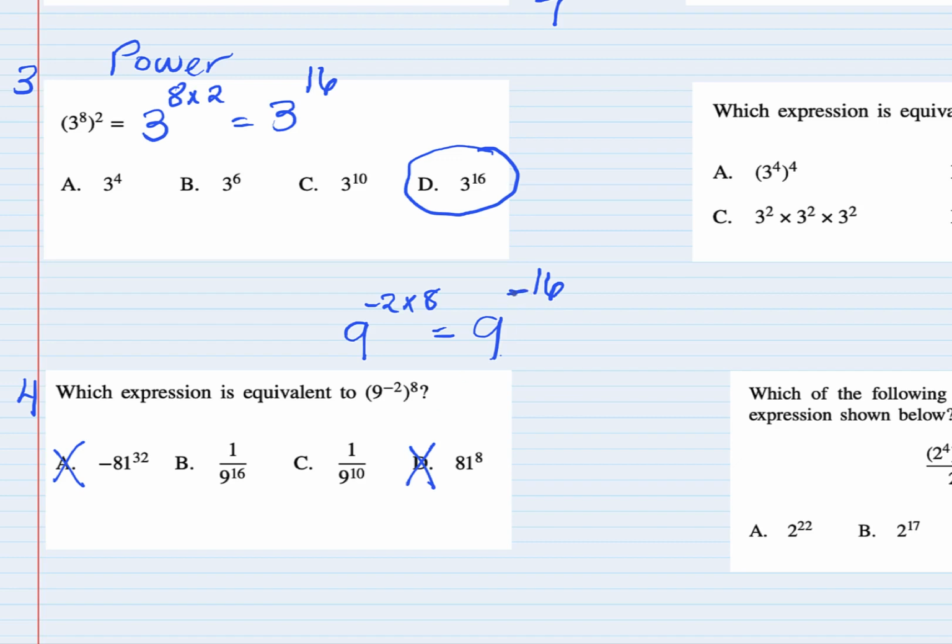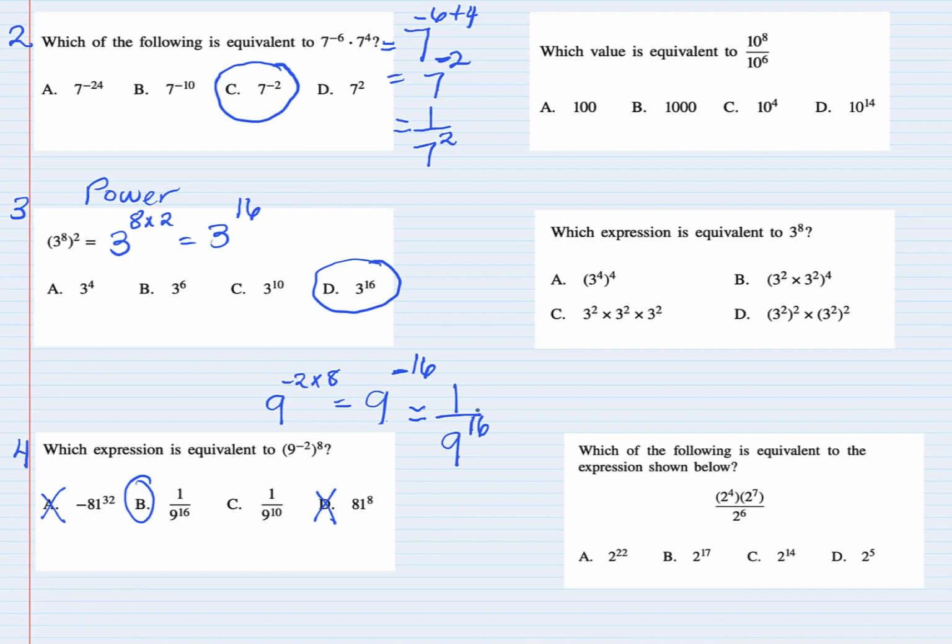Now, there's some students that see the negative 16 and they look in their answer choices. They don't see a negative 16, but they do see a 16. So they're like, oh, my answer is B, which is technically correct. But remember, the reason your answer is B, we don't like negative exponents. So to write it in the positive, we have to use the negative rule, which is making the reciprocal. 1 over 9, and that's raised to the positive 16.